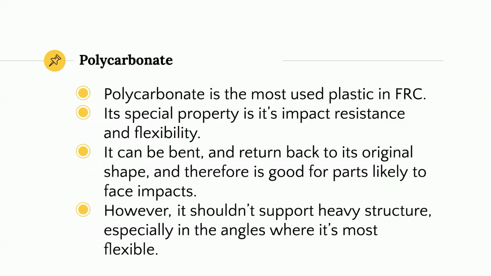Polycarbonate. Polycarbonate is the most used plastic in FRC. Its special property is its impact resistance and flexibility. It can be bent and returned back to its original shape, and therefore is good for parts likely to face impacts. For example, intakes or outtakes on a robot that go outside of your robot frame, and bumpers, which might hit a wall or another robot. You want to make them out of polycarbonate because they're very unlikely to break at that point.